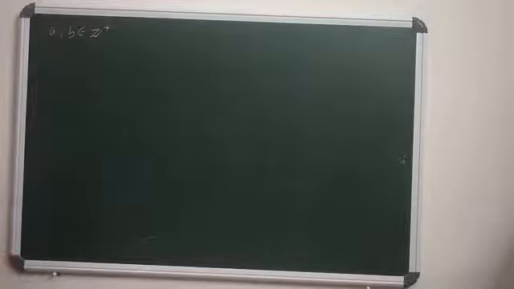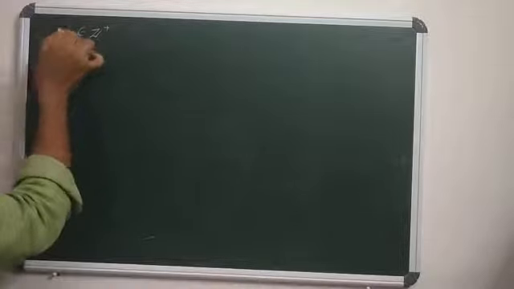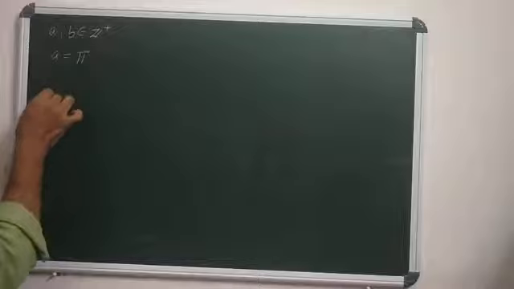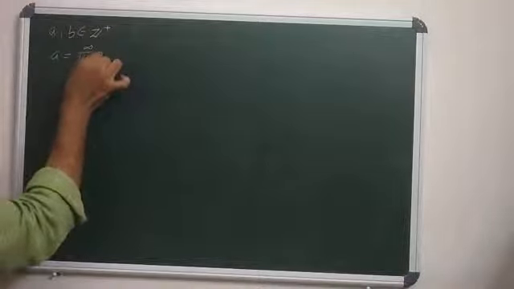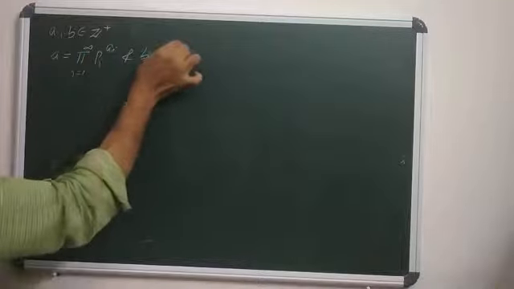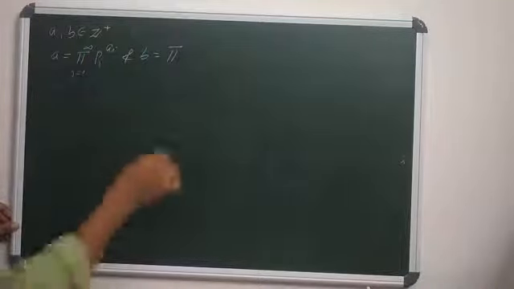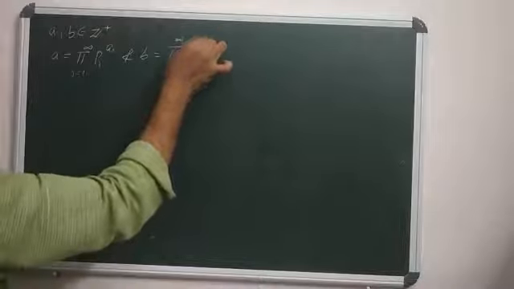Now, suppose a and b are any two positive integers, and they have the prime factorizations a equals the product, i ranges from 1 to infinity, of pi power ai, and b equals the product, i ranges from 1 to infinity, of pi power bi.